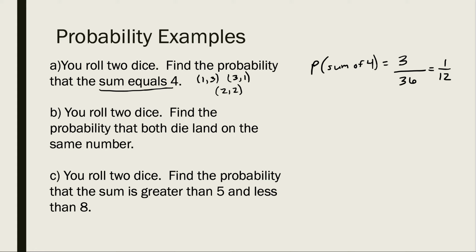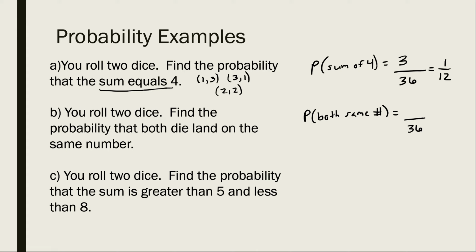All right, let's look at our next one. Find the probability that both die land on the same number. So we need both to land on the same number. Now again, the sample space doesn't change. So if we're rolling 2 dice, our problem is going to be set up out of 36 possible outcomes.